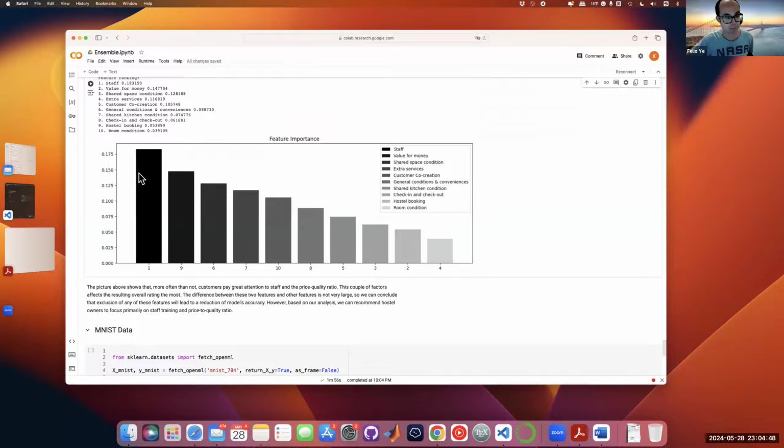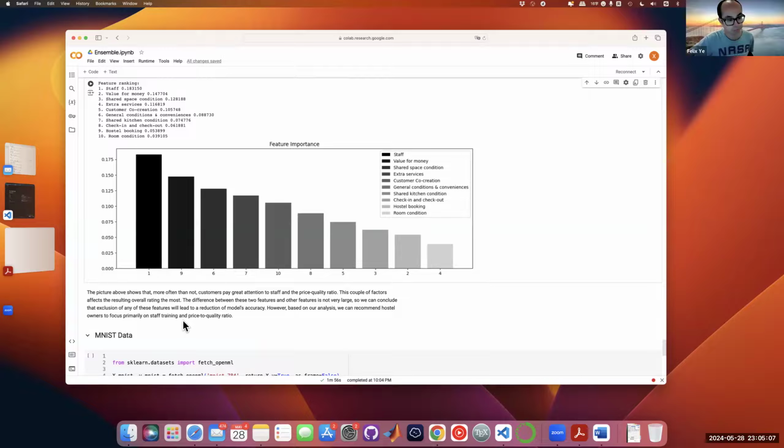right here, the most important things are actually the staff, value for money, and the space conditions. So that means customers actually pay great attention to staff and the price quality ratio, which is the value. This means it will actually affect the rating the most.